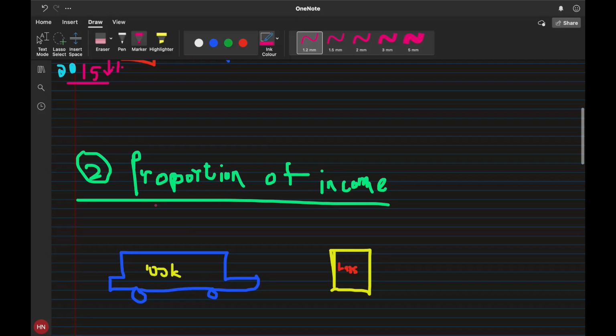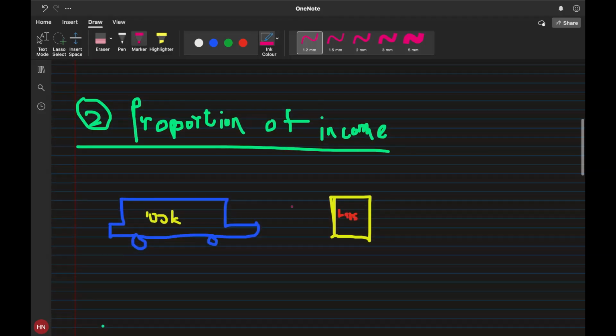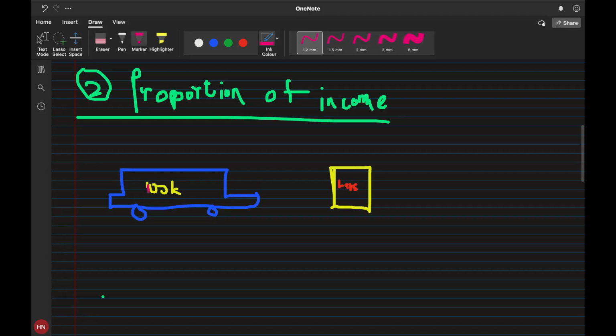The next determinant is proportion of income. So let's say you're spending 100K on this car and around $1 on this packet of Lay's, right? And let's say there is an increase in the price of both of the goods by 10%. So this car will then be worth 110K dollars. That's an increase of 10K due to the increase by 10%. And in this case, the new price will be $1.1.